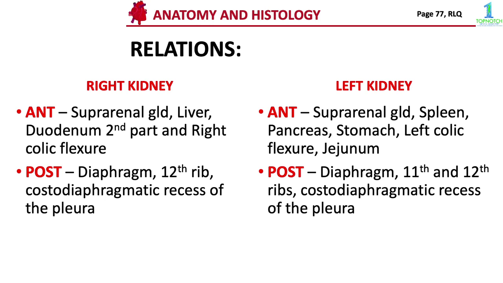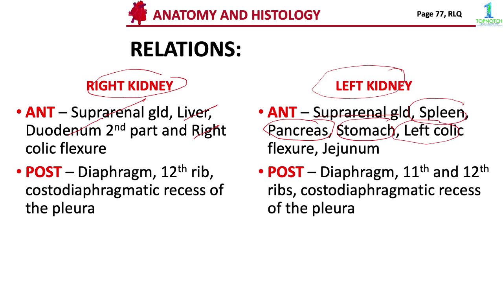So as a recap, the right kidney is in close proximity with your adrenal gland, the liver, the second part of the duodenum, and the right colonic flexure. On the left side naman, same, adrenal gland, this time the spleen, the tail of the pancreas, the stomach, the left colic flexure, and the jejunum.